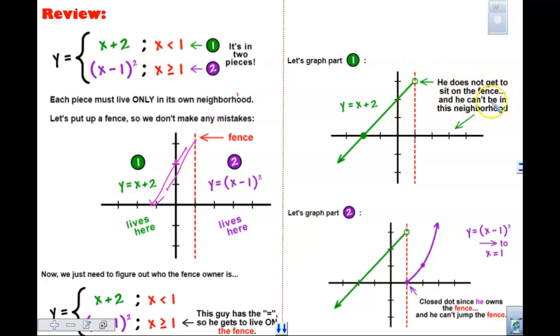He does not get to sit on the fence, right? He doesn't get to visit with his neighbor on the fence. He can only go up to it. So when I graph that first one, right?